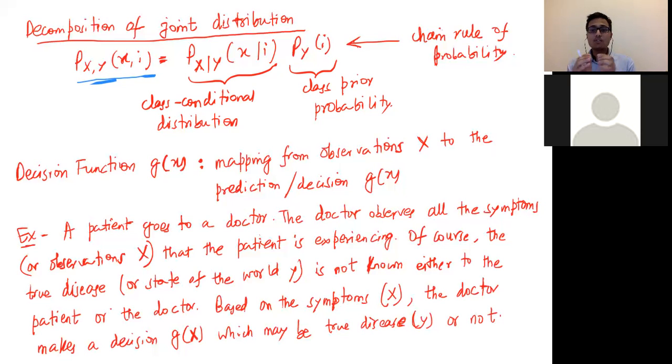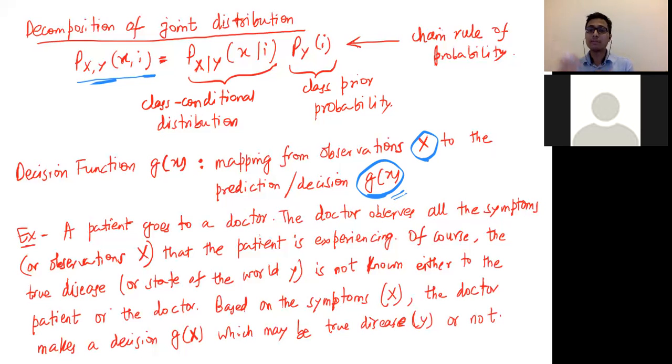Now, a very important concept in Bayesian decision theory is the decision function. The decision function is basically a mapping from your observations x to the prediction g of x. g of x represents the decision function. It can also be called a prediction.